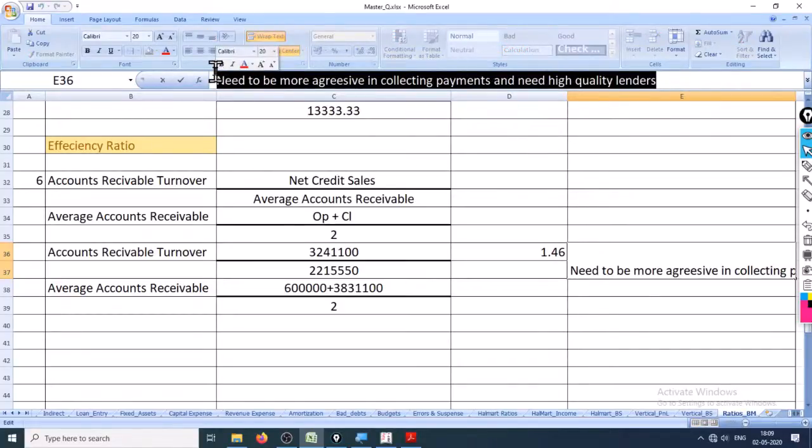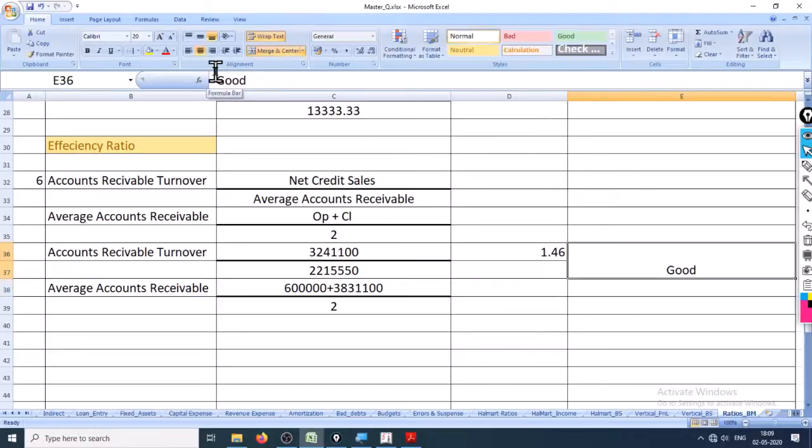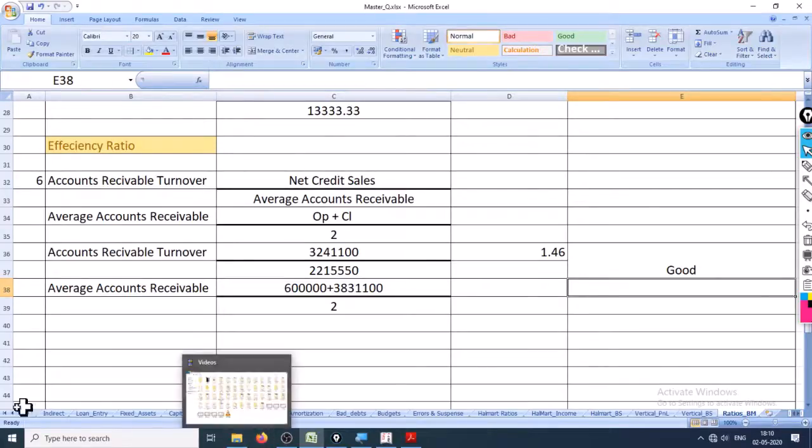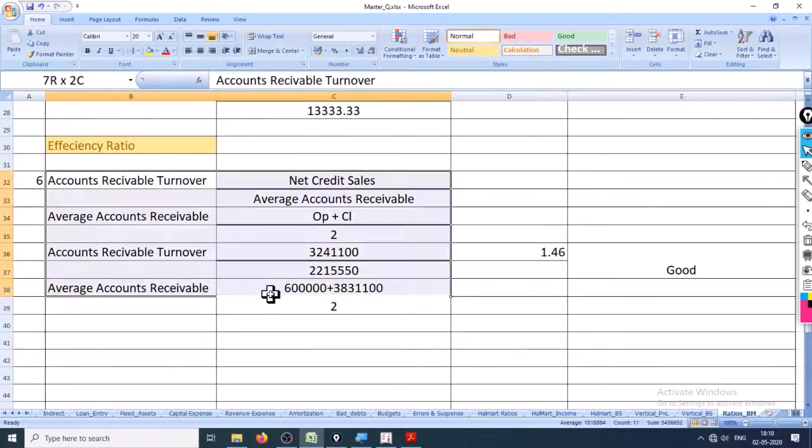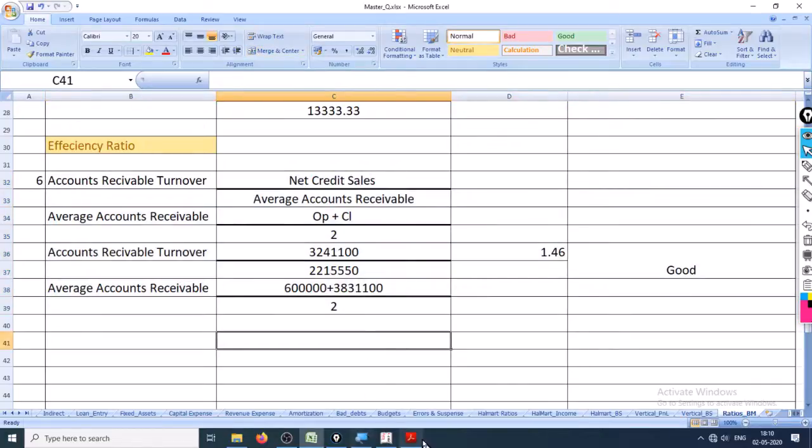We don't need high quality lenders. Let's write good right here. But just a second. Okay, we are good to go and we have completed the accounts receivable turnover ratio.